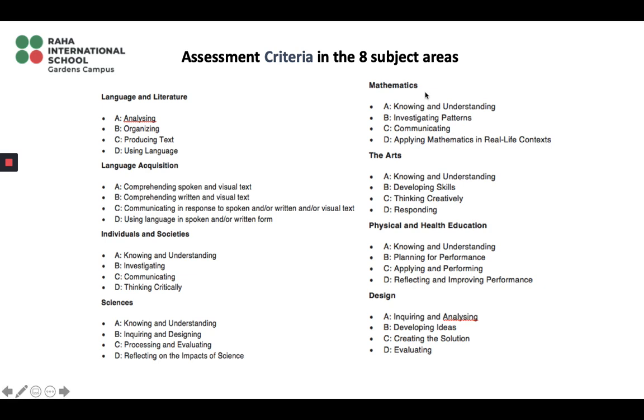For example, in mathematics, that would be your standard kind of test, with tiered questions, different levels of questions. And then B, C, and D would be more investigative or explorative types of tasks or even mini projects.